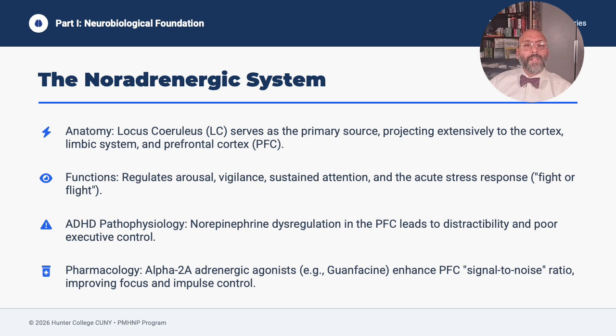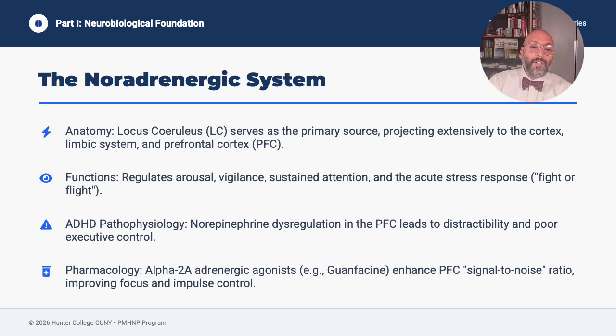A small but powerful nucleus in the brainstem that projects widely into the cortex, the limbic system, and especially into the prefrontal cortex. Norepinephrine regulates arousal and vigilance and sustained attention. It determines whether the brain is alert enough to engage with information or overwhelmed and scattered by it. So in healthy cognition, norepinephrine helps maintain focus over time, and it supports task engagement and readiness to respond to salient stimuli. But like dopamine, this system follows an inverted U-curve.